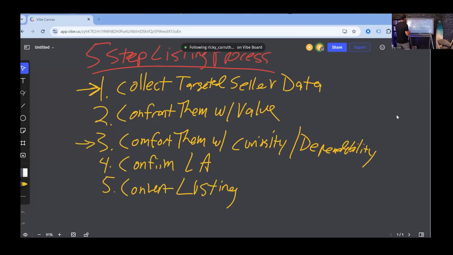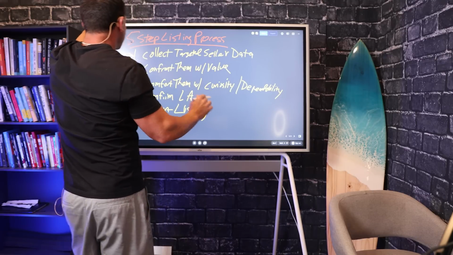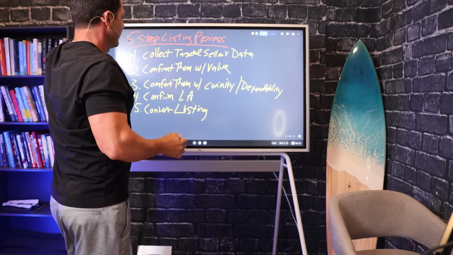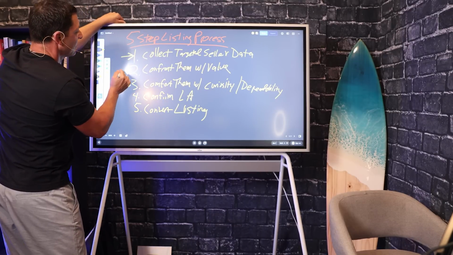Think about every time you got a listing, and think about if you followed this process every single time. We first have to collect the seller data. However you do that is your choice, but it's what you've got to do if you want a listing. You can't get around that part.